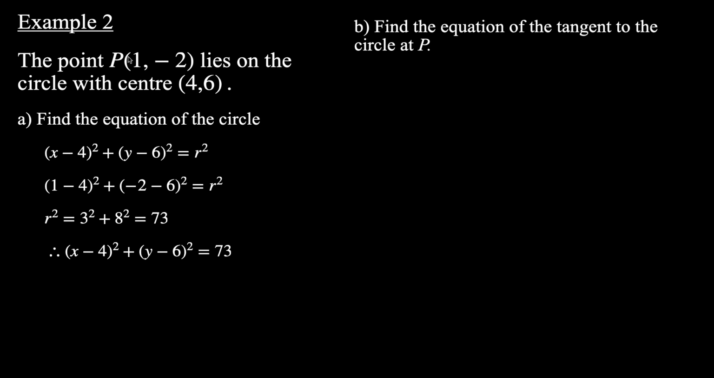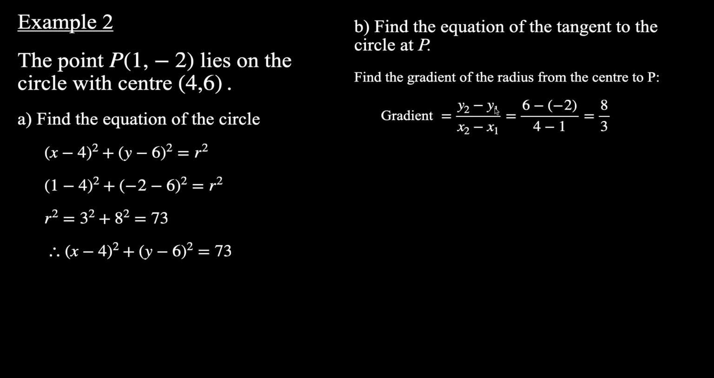Well, if it's 90 degrees to the radius, then all we need to do is find the gradient of the radius. So we want to find the gradient of the radius from the center to P. That will allow us to find the gradient of the tangent. So to find the gradient of the radius, we can use these 2 points using our gradient formula, y2 take y1 over x2 take x1.